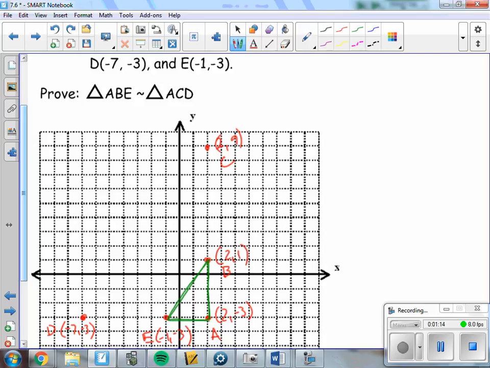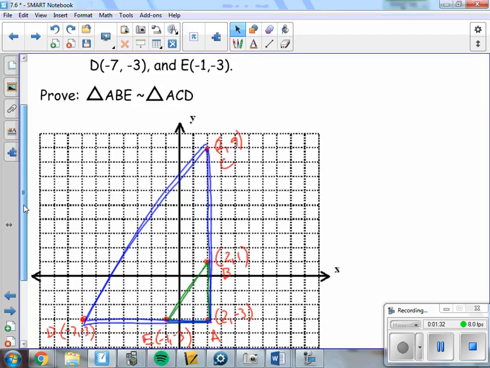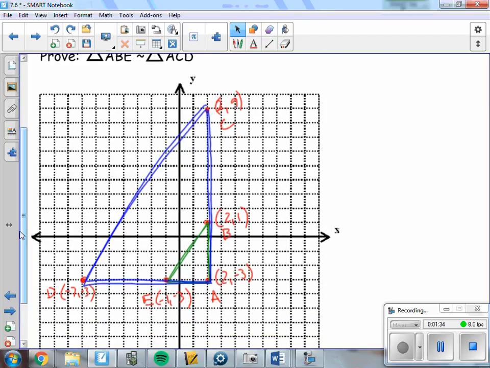The other triangle they give me is ACD, and I'm trying to prove that these two triangles, so AC, and then D is over here. It's this big one I just outlined in blue. All right, so you got two triangles, ABE and ACD, that you're trying to prove are similar. So like we said, you plot the points and you look at them. Like we did with the first one, this is going to be a side angle side relationship, if anything.